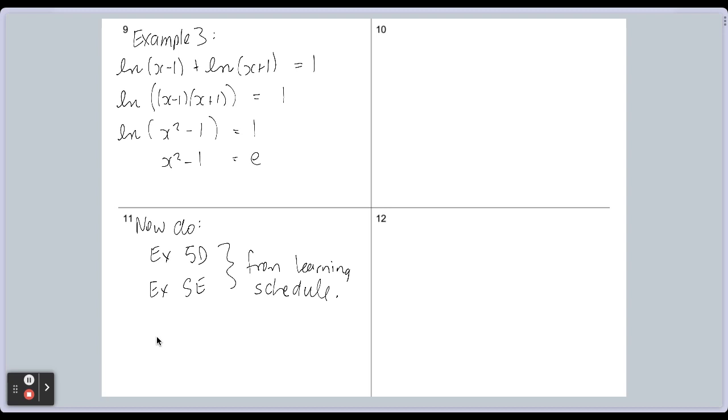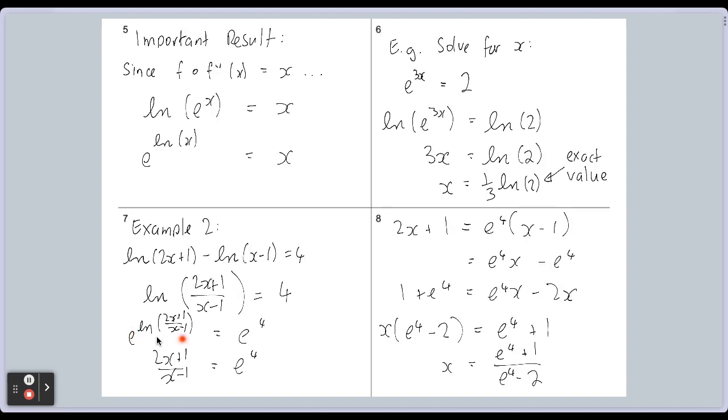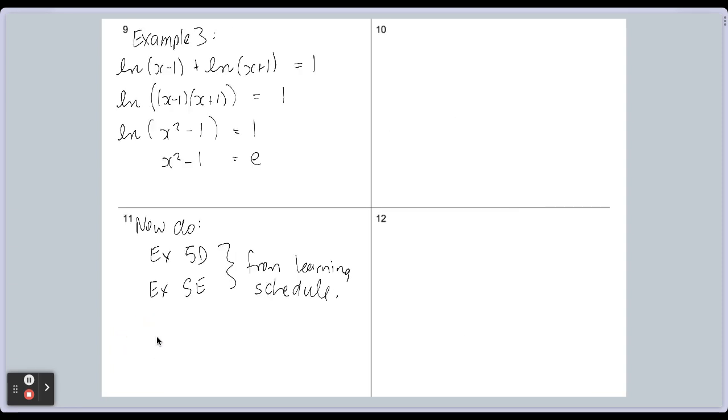Sonny? For what, sorry? Which bit? From there to there? All I did is I took e to the power of on this side, just like I did in this example here. I took e to the power on both sides. So that cancels out the e and the ln. And that leaves me with just the inside, x squared minus 1. And then e to the power of 1 is just e. So it's not a formula. It's just using that inverse property that I showed you before.